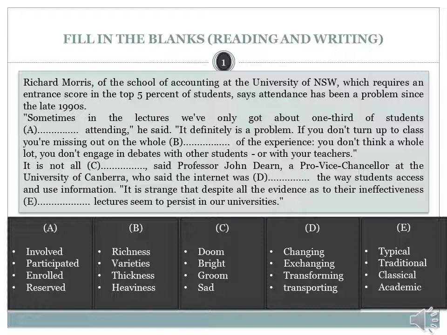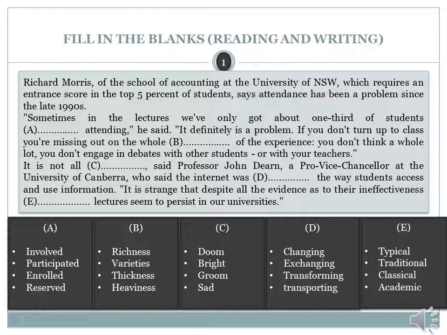The first one says, Richard Morris of the School of Accounting at the University of NSW, which requires an entrance score in the top 5% of students, says attendance has been a problem since the late 1990s. Sometimes in the lectures, we've only got about 1/3 of students who are attending the classes, right? So the first thing is that 1/3 of the students, 1/3 out of the total number of students who are attending the classes, 1/3 of the students enrolled. There is not involved or participated.